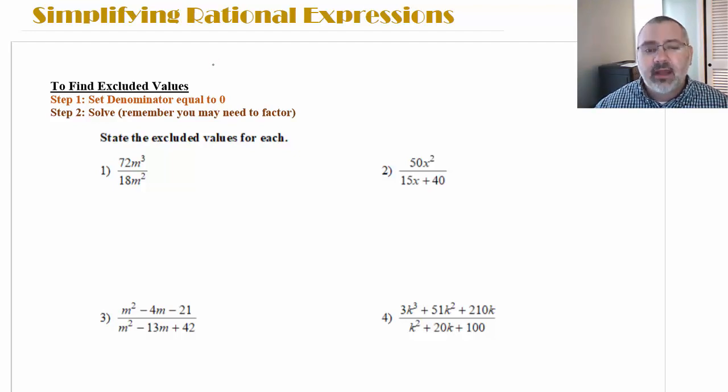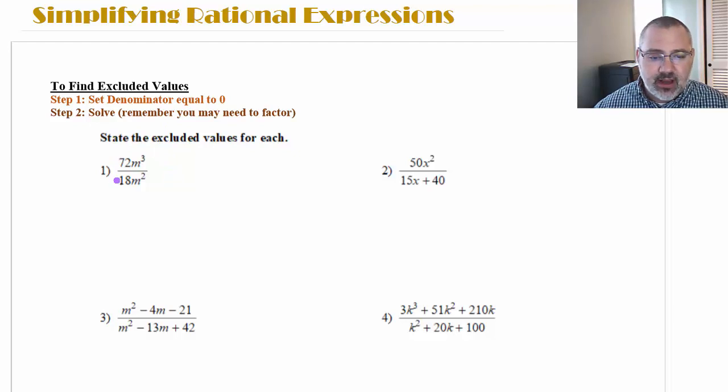The question is why? The answer is anything that would make the denominator equal 0 has to be excluded. And we know this because you cannot divide by 0. How do we go about doing this? Well, there's two little steps here. To find excluded values, the first thing we do is set the denominator equal to 0. It doesn't matter about the numerator, just the denominator equals 0. Matter of fact, don't even look at the numerator when you're talking about finding excluded values. Once you have that denominator equals 0, you then have to solve that equation that shows up.